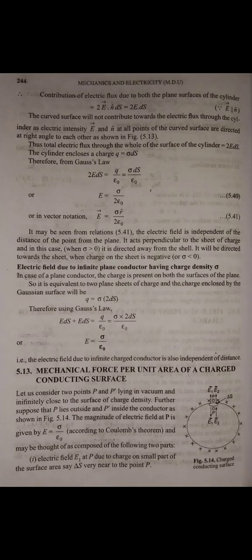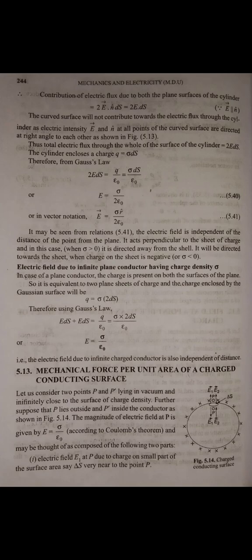It may be seen from relation 5.41 that the electric field is independent of the distance of the point from the plane. It acts perpendicular to the sheet of charge, and in this case where sigma is greater than 0, it is directed away from the sheet. It will be directed towards the sheet when the charge on the sheet is negative, or sigma is less than 0.